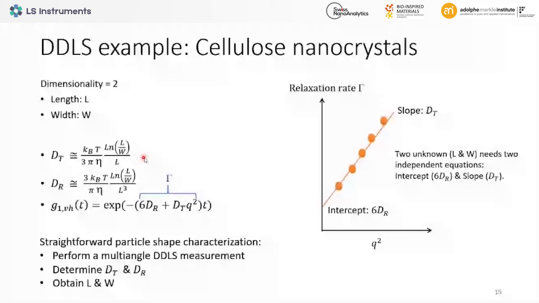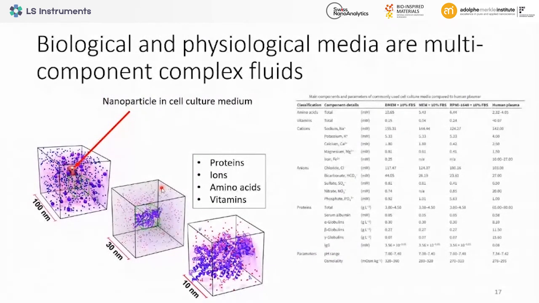The next section will focus on particle characterization. Many of you, I'm sure, are aware that biological and physiological media are fairly complex and crowded fluids. This is a to-scale figure where a nanoparticle is illustrated in cell culture medium, a standard medium used in biological or live cell laboratories. Here you can see that a cell culture medium is very crowded. You have proteins, ions, amino acids, and vitamins. These purple balls indicate proteins. You can clearly see that around the particles there is a huge amount of proteins.